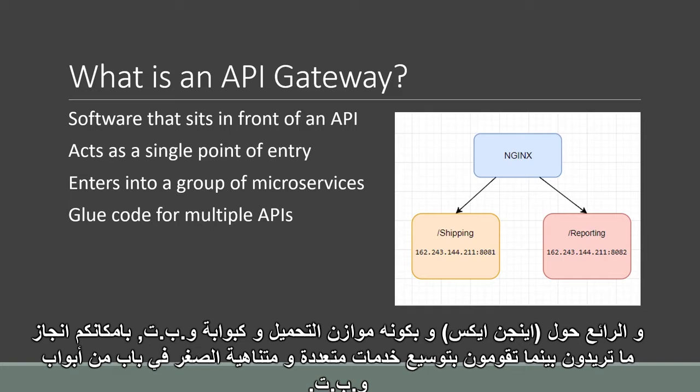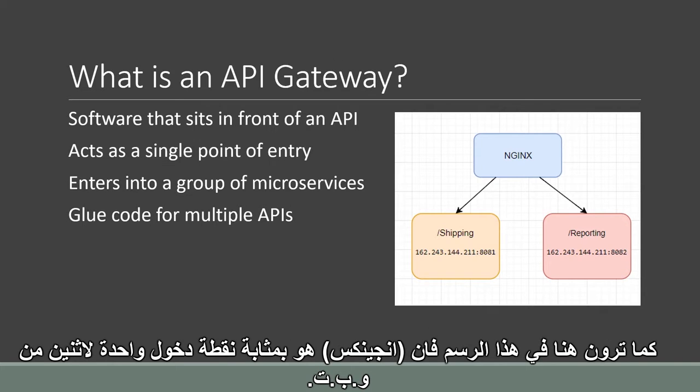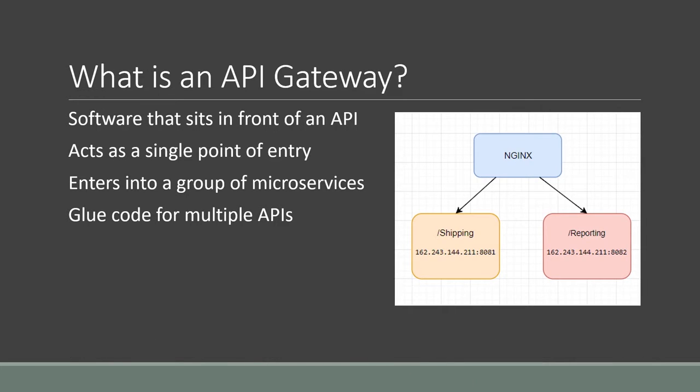And what's great about Nginx is because it's a load balancer and an API gateway, you can accomplish this while also scaling multiple microservices into a single API gateway. As you can see here in this illustration, Nginx is serving as a single entry point for two APIs. We'll show you how to set this up.